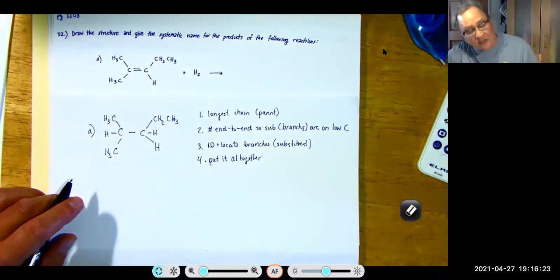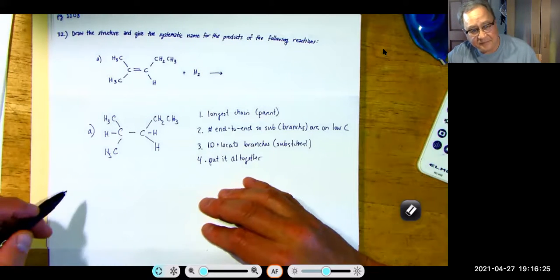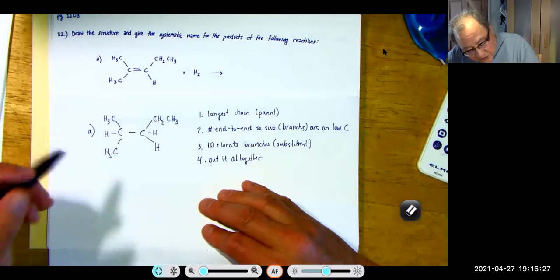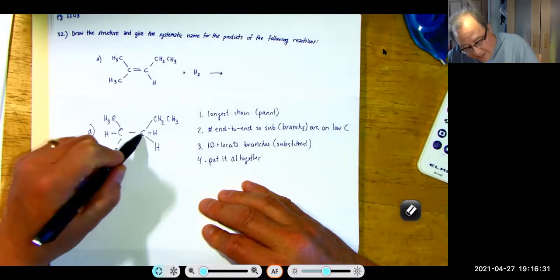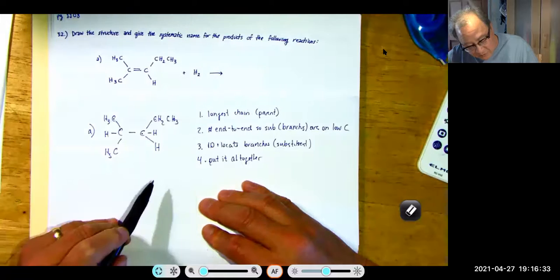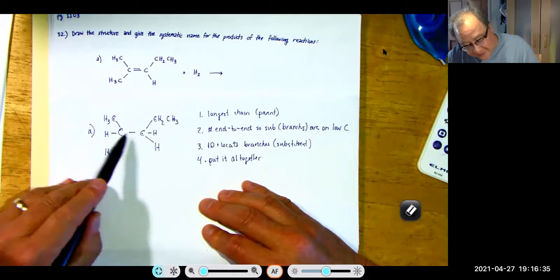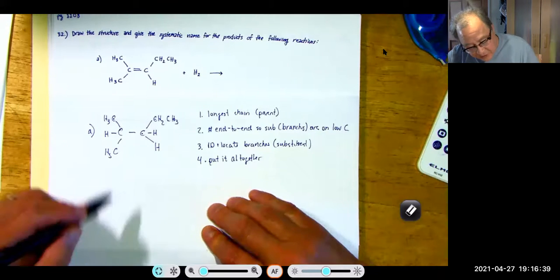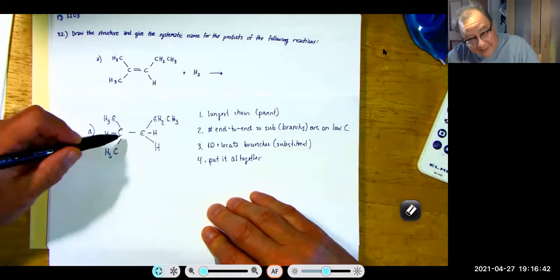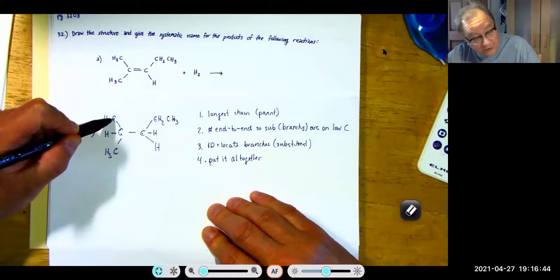Okay, let's find the longest carbon chain. Can you see if I start here at the top and go to here, that's 1, 2, 3, 4, 5. So that's my winner so far. I could start here and go 1, 2, 3. And that's a loser because 5 is greater than 3.